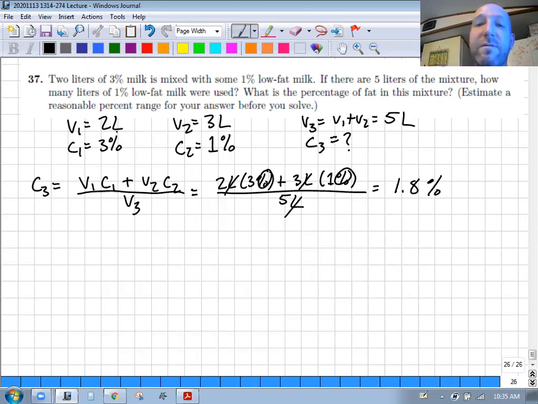Makes sense. We have a 3% and a 1%. Mix them together, we should get something between 3 and 1. So 1.8.